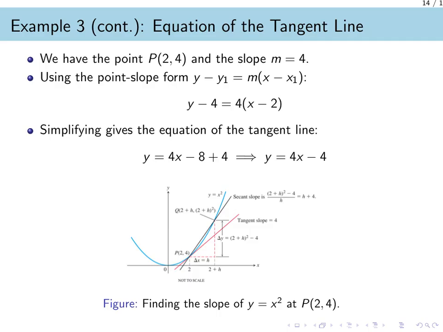To do this, we will use the point slope form, a standard way to write a line's equation from just one point and its slope. We know our specific point is P, with coordinates 2 and 4, and from our limit calculation, we know the slope m is exactly 4. We just substitute these values into the formula y minus y1 equals m times the quantity x minus x1. This gives us the equation y minus 4 equals 4 times the quantity x minus 2.